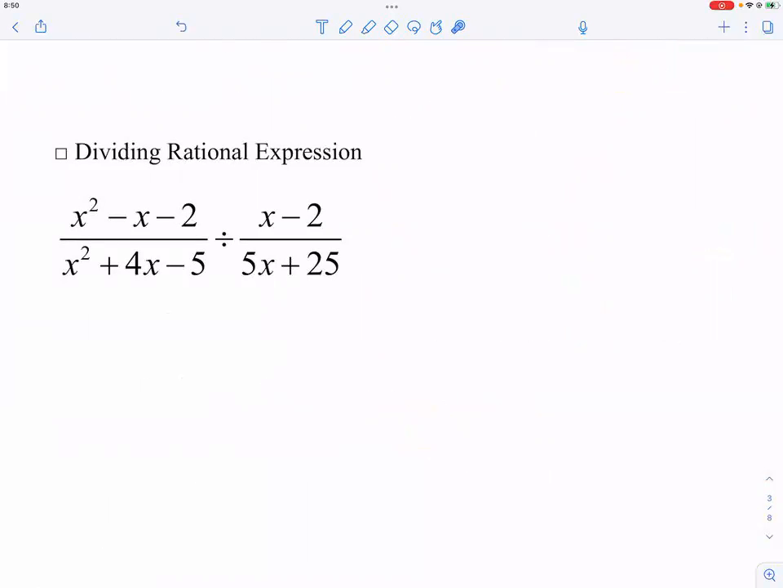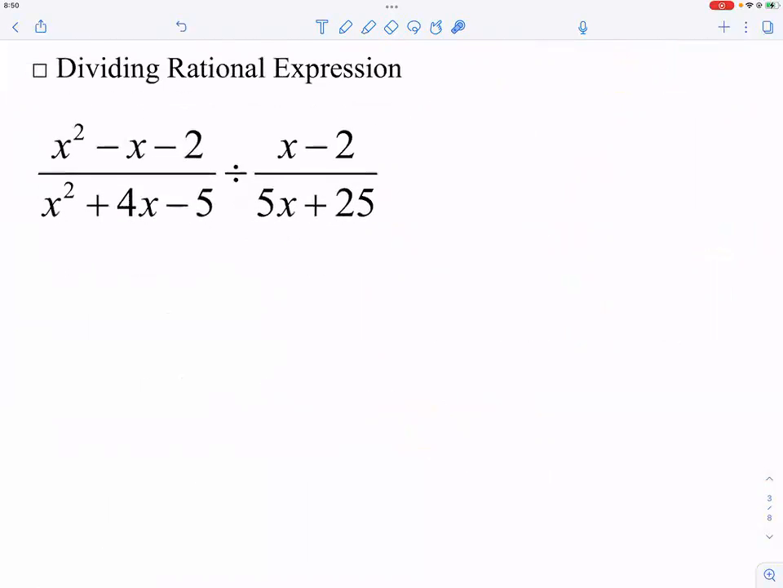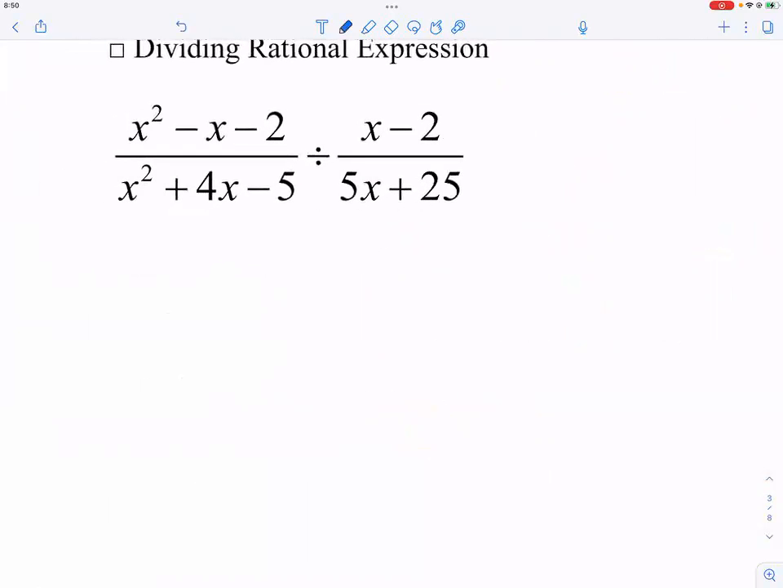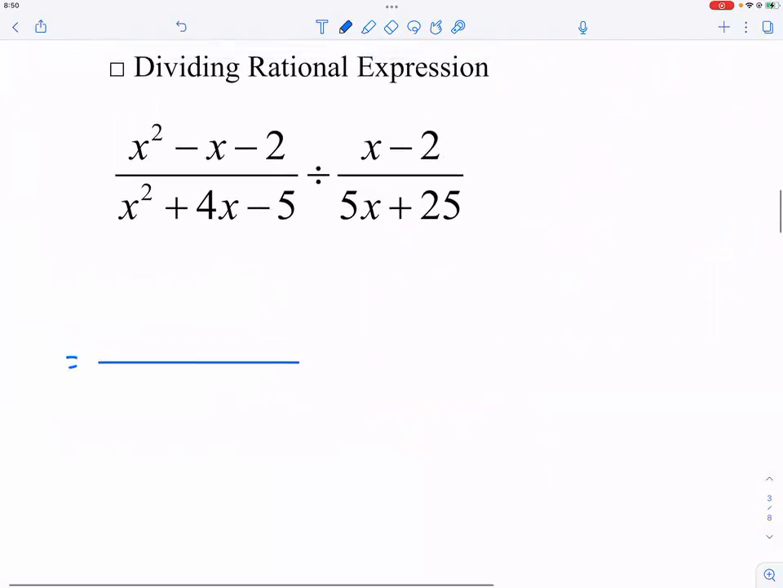So that's multiplying rational expressions. And now we have dividing rational expressions. So again, we try to factor whenever possible. And when we divide by a fraction, what do we do? We change the division to a multiplication, and we also do the reciprocal. So let's go ahead and factor first.